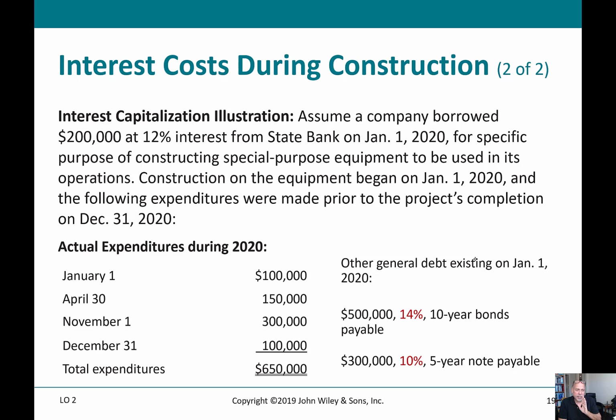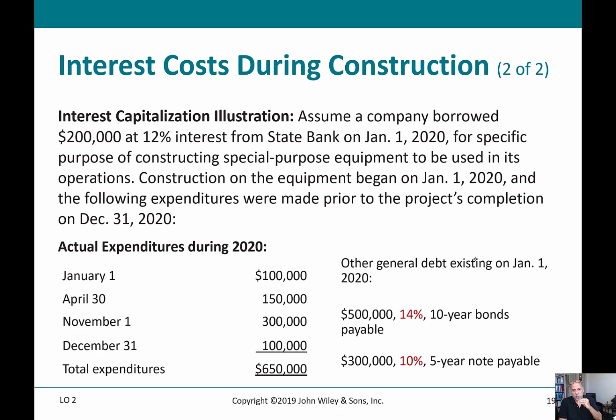Now, what happens if my weighted average of accumulated expenditures exceeds the amount of borrowing specifically related to that project? Well, I have to add on some more interest based on the average borrowing of all other borrowings of the company. So I may have to make an adjustment to applying the specific interest rate related to that borrowing to my weighted average of accumulated expenditures. If my weighted average of accumulated expenditures exceeds the amount of that borrowing, then I have to apply an additional interest rate, which will be the average of all other borrowings of the company.